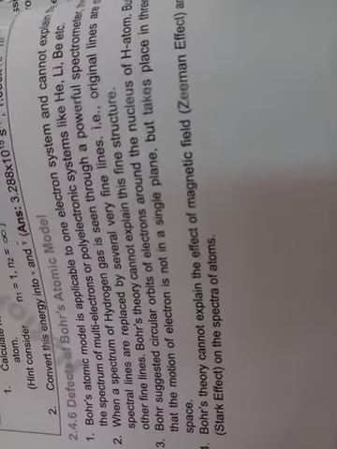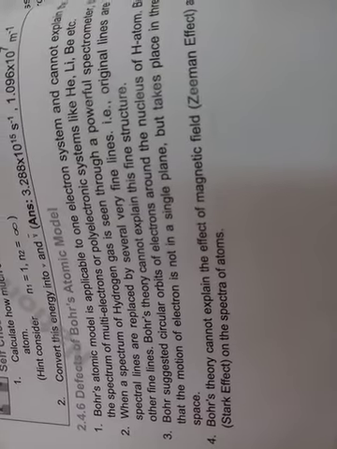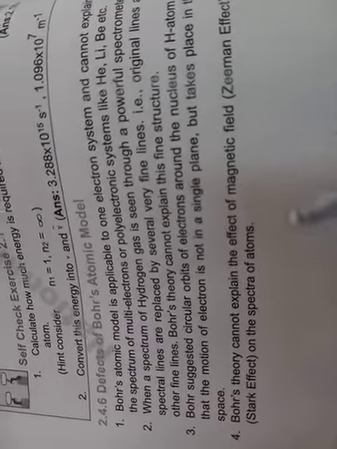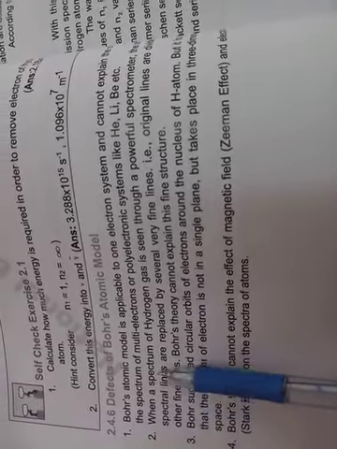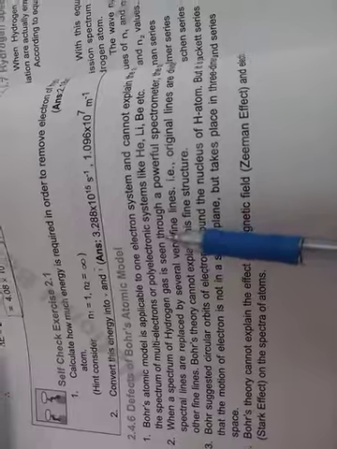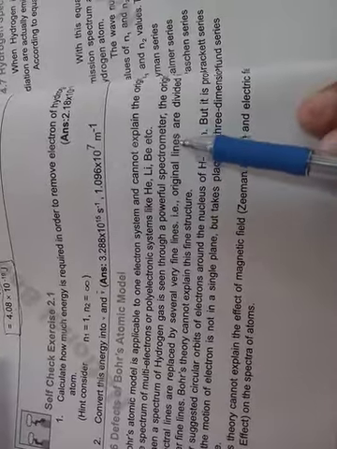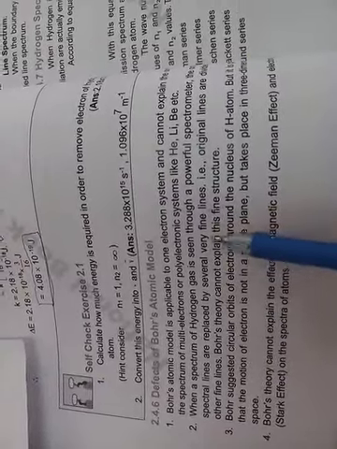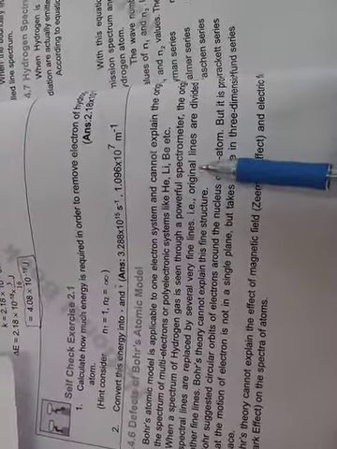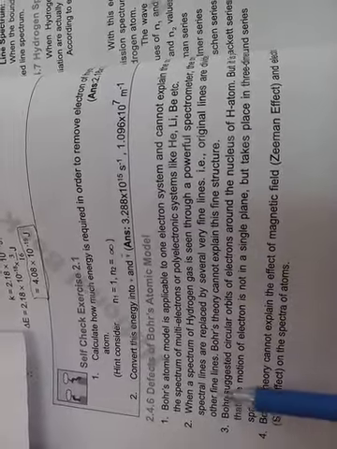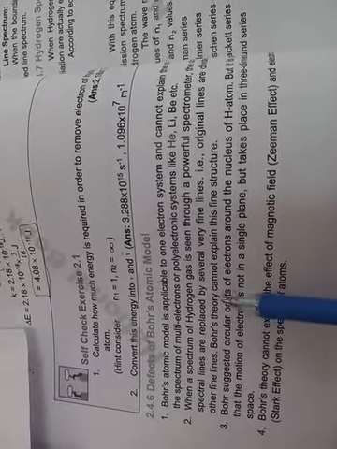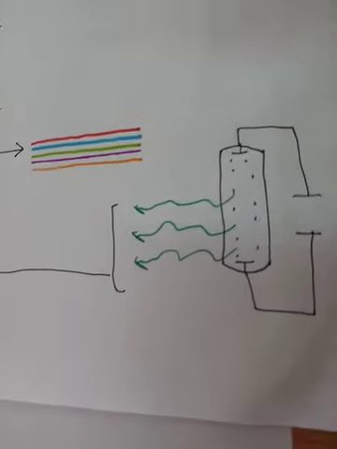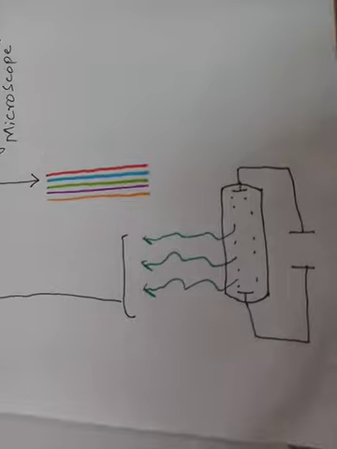Now students, if you check the second drawback or second defect in the Bohr atomic model, it has been mentioned that when the spectrum of hydrogen gas is seen through a powerful spectrometer, the original lines were replaced by several fine lines. The original lines are divided into other fine lines. Bohr theory cannot explain this fine structure. So this is quite difficult for the students to understand, so I have simplified it.